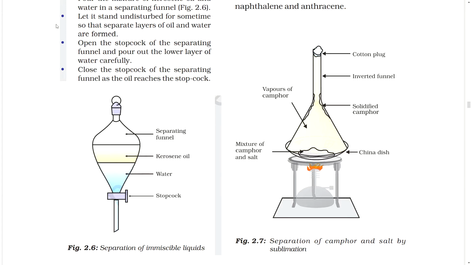Separation of camphor and salt by sublimation. Cotton plug, inverted funnel, solidified camphor, vapors of camphor, mixture of camphor and salt, china dish.